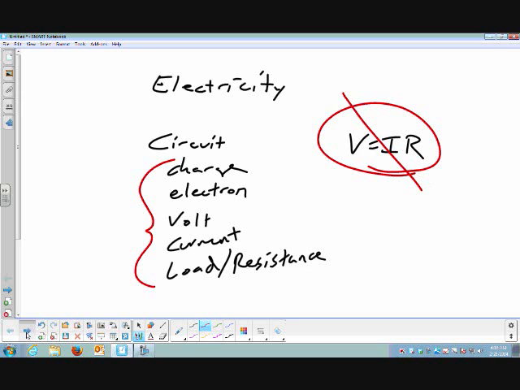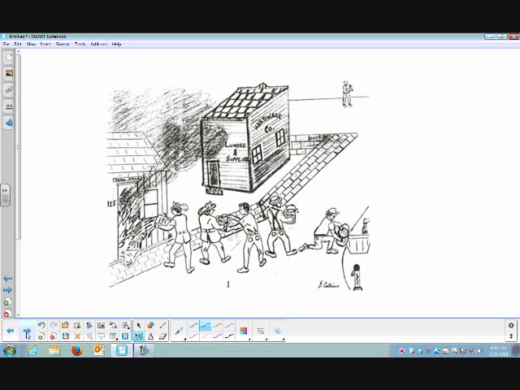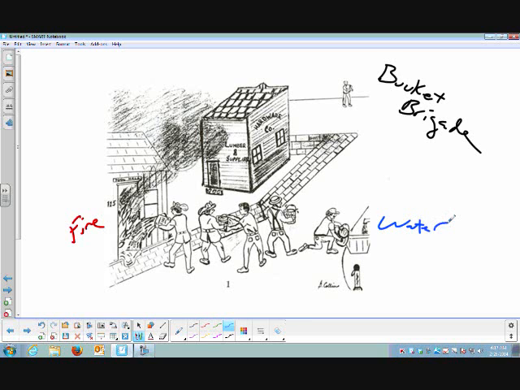I like to talk about circuits in terms of this picture right here, what's commonly called a bucket brigade, where you have a line of people, and basically you have a fire here. This is bad. And we have water here. And basically what this line of people is to help move the buckets from the water and dump it onto the fire. Back in the day, this is what they used to do.